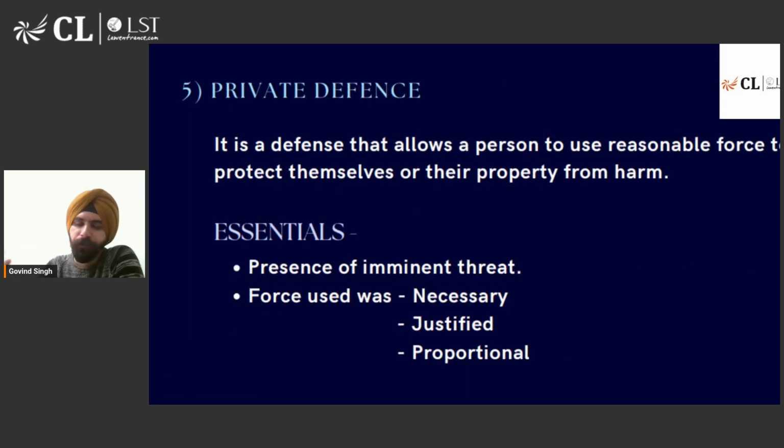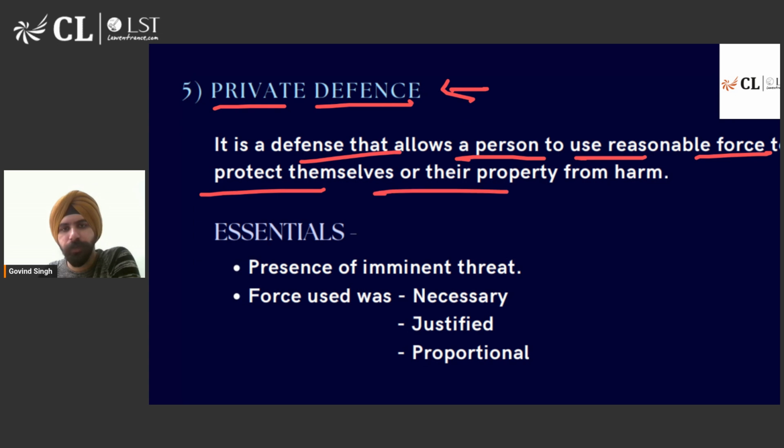Now let's talk about the other four. The first one which we are talking about today is private defense. This is also a defense in criminal law. In tort law, this is a defense that allows a person to use reasonable force to protect themselves or their property from harm. To give you an example, let's say a person stops you on the road and runs behind you with a wooden stick. And in order to protect yourself, you pick up a stone and show it to the person, saying you would hit him with that stone or a brick, and that person runs away.